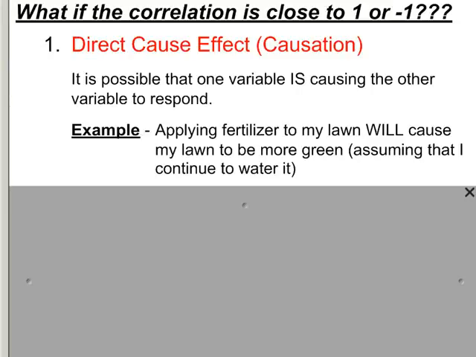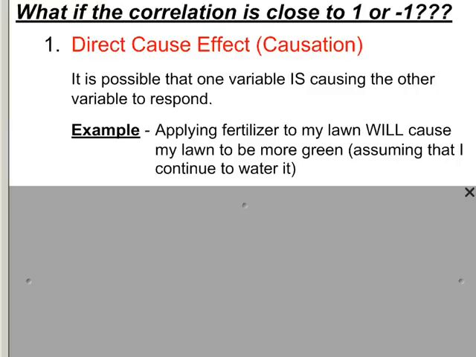In this video, we're going to take a look at what happens if you calculate a correlation and your correlation is close to 1 or -1. And again, keep in mind that means that my data points are very linear. They look like there is a causation. It looks like I've found a connection in my data in my study.